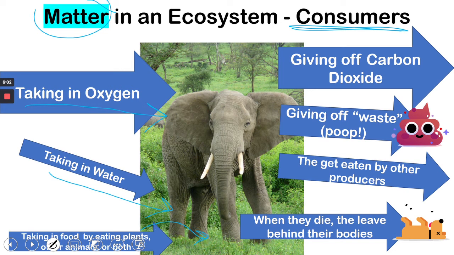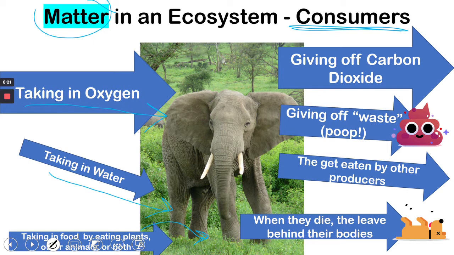So this elephant here is eating plants, but some consumers eat plants and animals, and some only eat animals. So consumers are taking in matter, they're getting the stuff to build themselves from the oxygen in the air and by eating food and water.